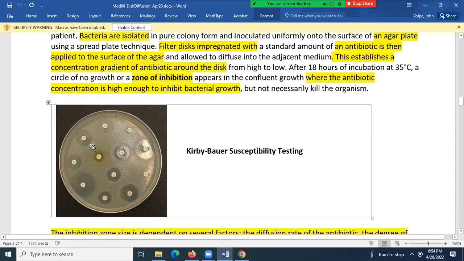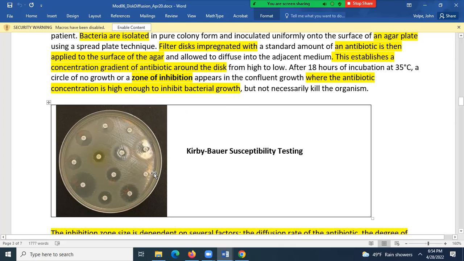We then apply paper discs containing a chemical, in this case, an antibiotic. The antibiotic then diffuses out of the paper disc. We then allow the plate to grow the bacteria, meaning we put the plate in the incubator upside down and incubate it for a certain amount of time. If you're doing the Kirby-Bauer test correctly, you incubate it for 18 hours at 35 degrees Celsius, and then look at the plate, looking for zones of inhibition.